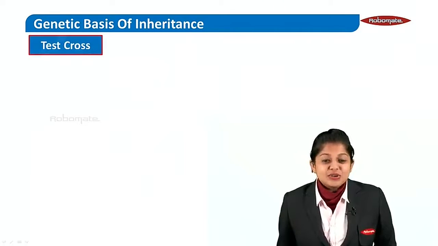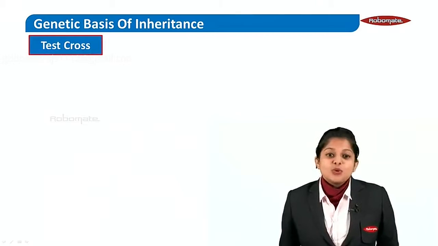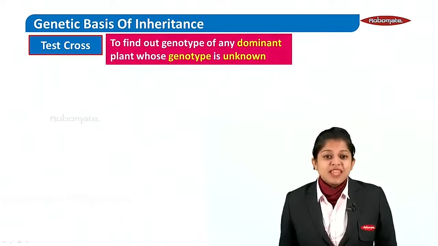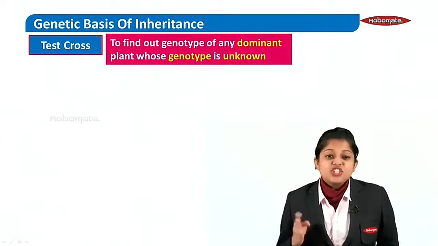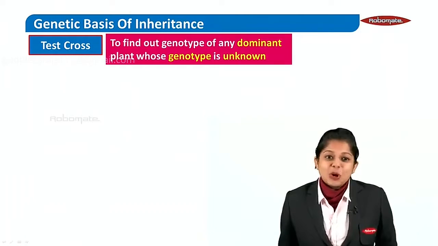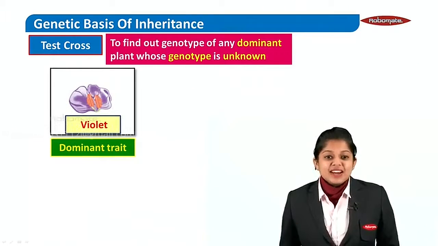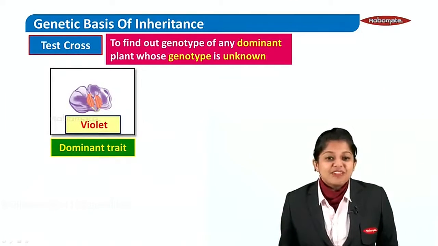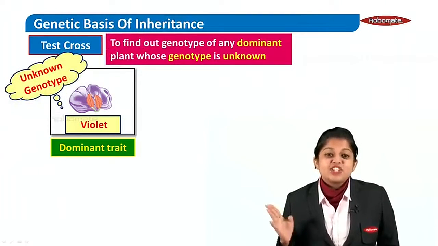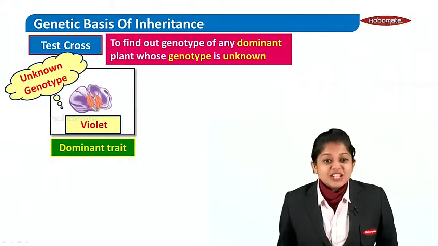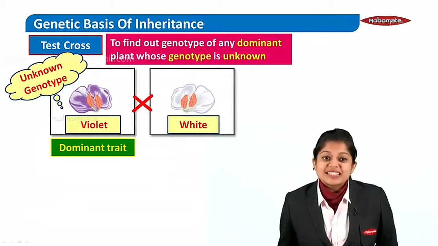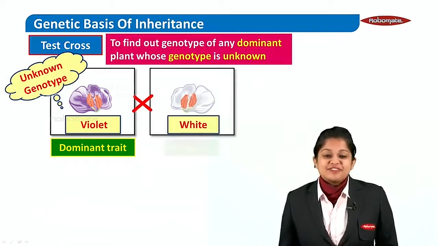Further students, a test cross can be studied very well with the help of an example. Let's say test cross, as we know, is something that is used to know the genotype of an unknown genotypic dominant trait. Let's say here I have a violet colored flower producing plant which is a dominant trait, but its genotype is unknown. In such a situation, I am going to cross it with a recessive flower, which is a white colored flower.